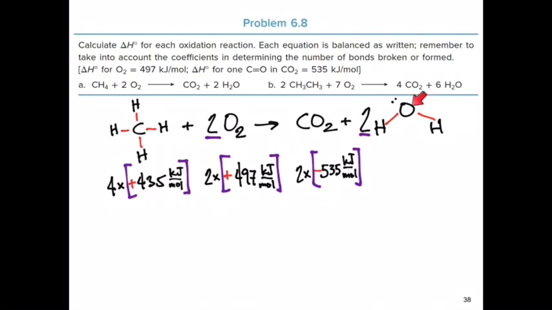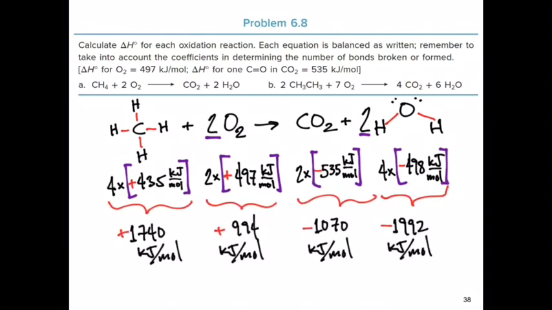And then for the oxygen to hydrogen bond, this energy that's released is 498 kilojoules per mole. And so because we have 1 mole of water, there's a total of 2 oxygen to hydrogen bonds, and we have 2 moles of water. So that's a total of 4. So we're going to multiply this value right here by 4.